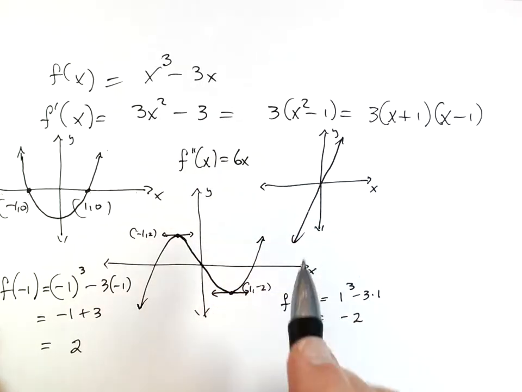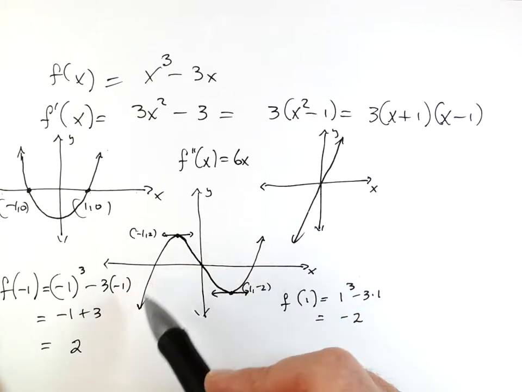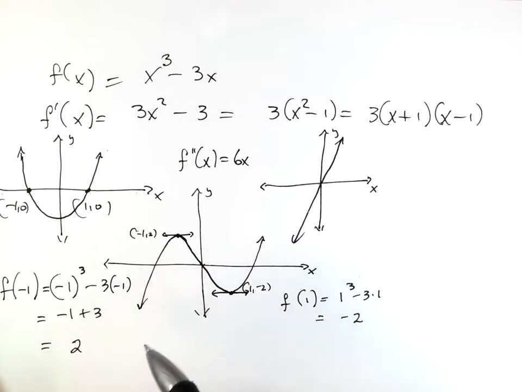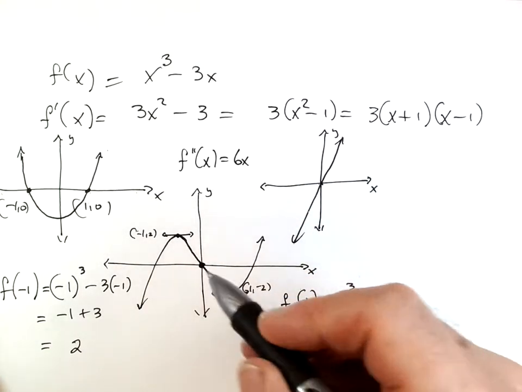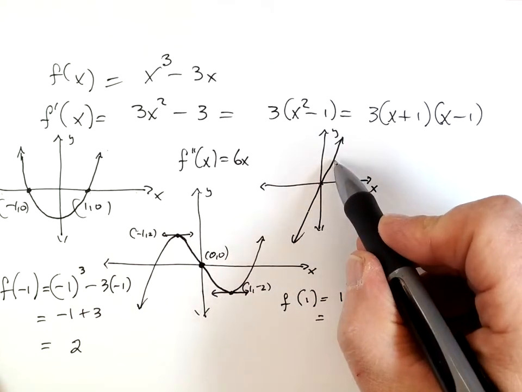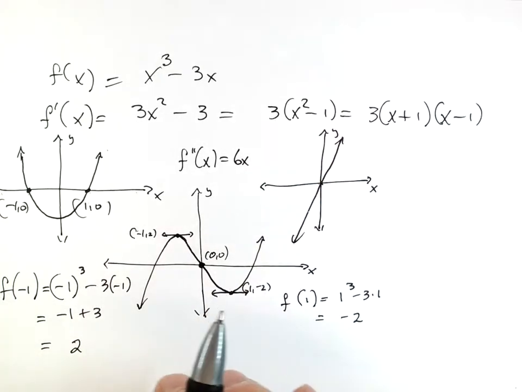Now let's verify this with the second derivative. The second derivative is negative when x is less than 0. That means it's concave down, and sure enough, it's concave down there. It's equal to 0 at 0. This is a point of inflection at 0, 0. And the second derivative is positive when x is greater than 0, and it's concave up there. We can answer the questions.